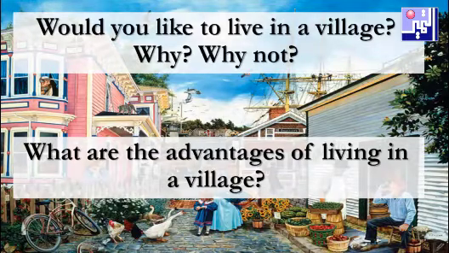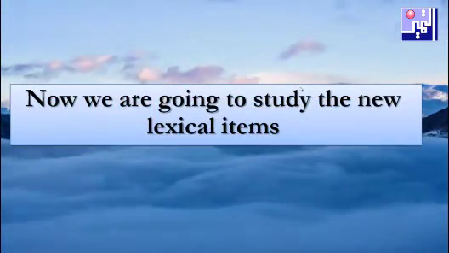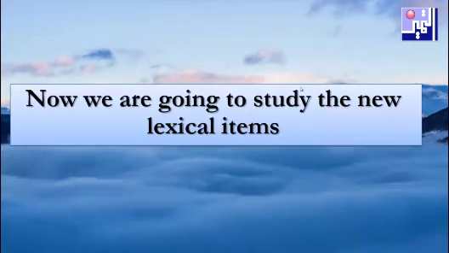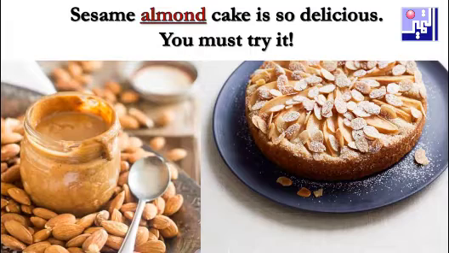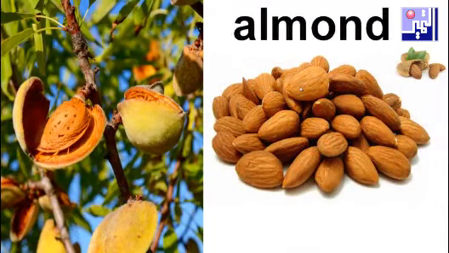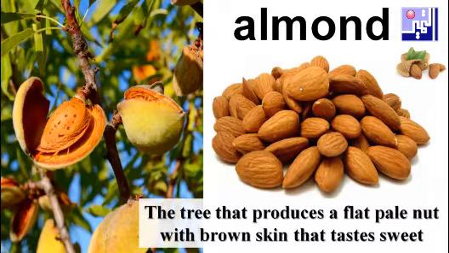So, now we are going to study the new lexical items for this unit. The first word we have today is almond. Sesame almond cake is so delicious you must try it. This is an example. So the word, as you see in the picture in front of you, is almond. Here, it means the tree that produces a flat nut with brown skin that tastes sweet.